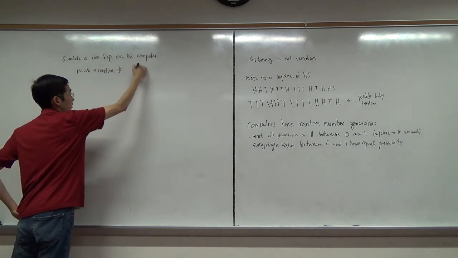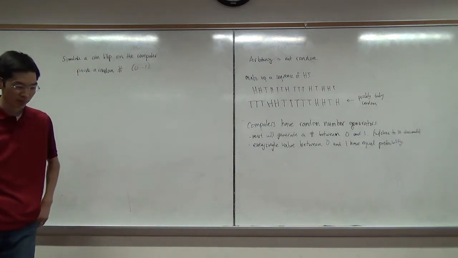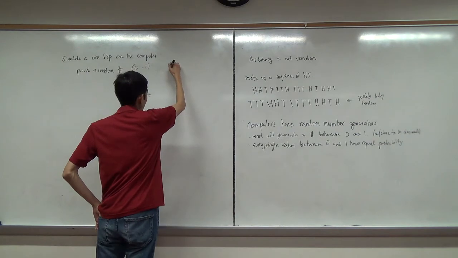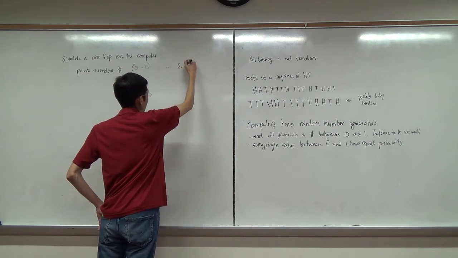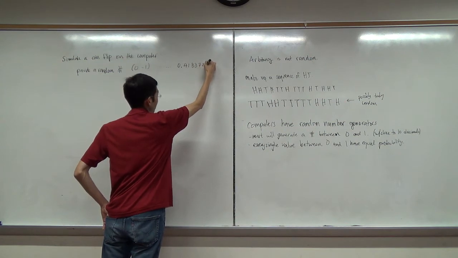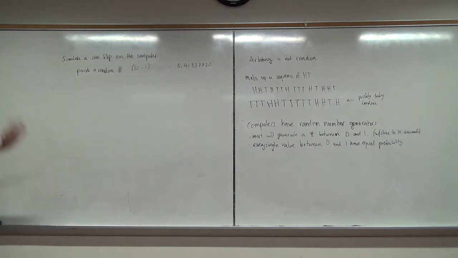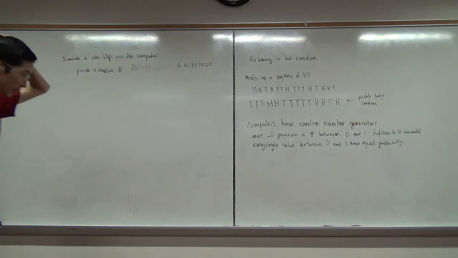And it's going to think of a number between 0 and 1. So it might generate something like 0.413377, or something. That only has 8 decimals, but it's good enough, okay? So it generates a random number like this, okay?